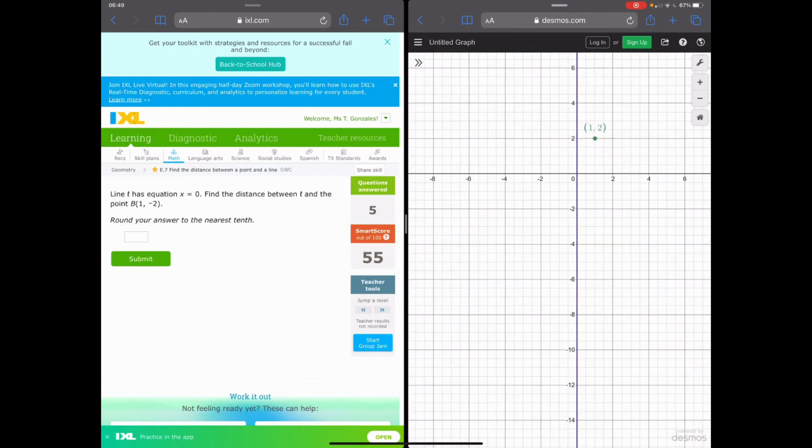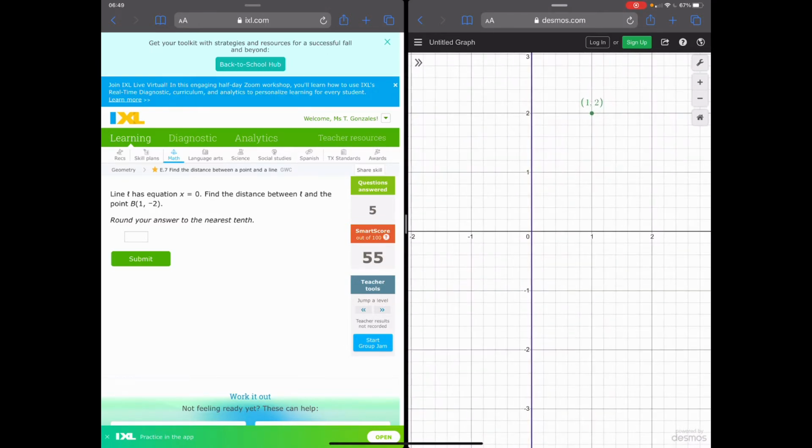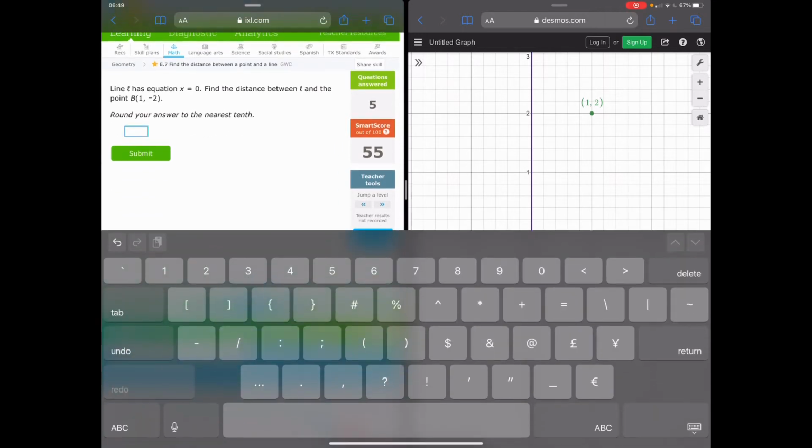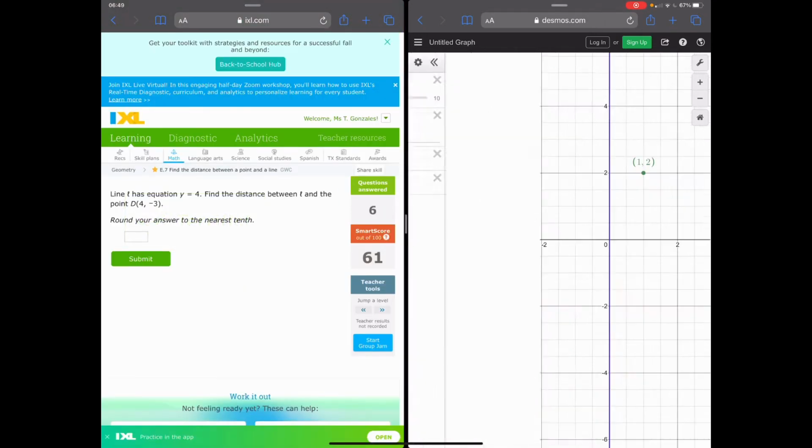All right, so let's find our graph. This is a vertical graph, so we're looking at what's happening going across from left to right. The difference between x equals 0, right on the y-axis, and 1 comma 2, my distance is going to be a difference of 1. Keep on.